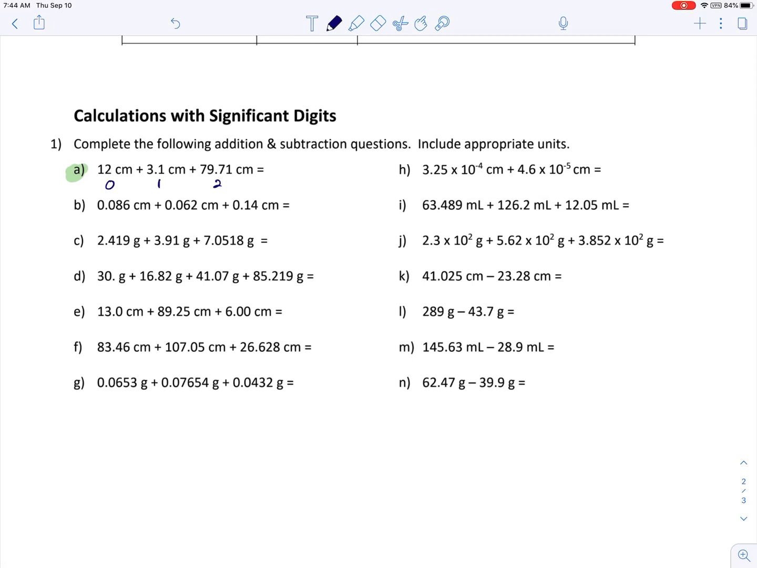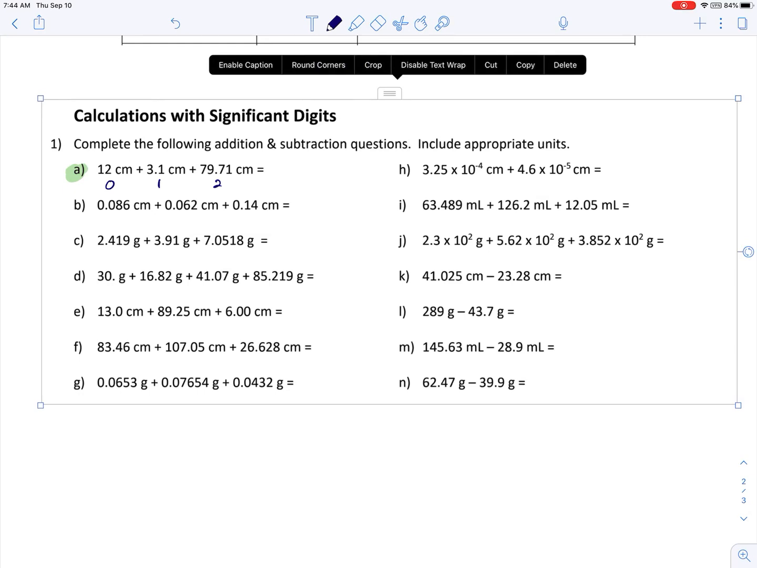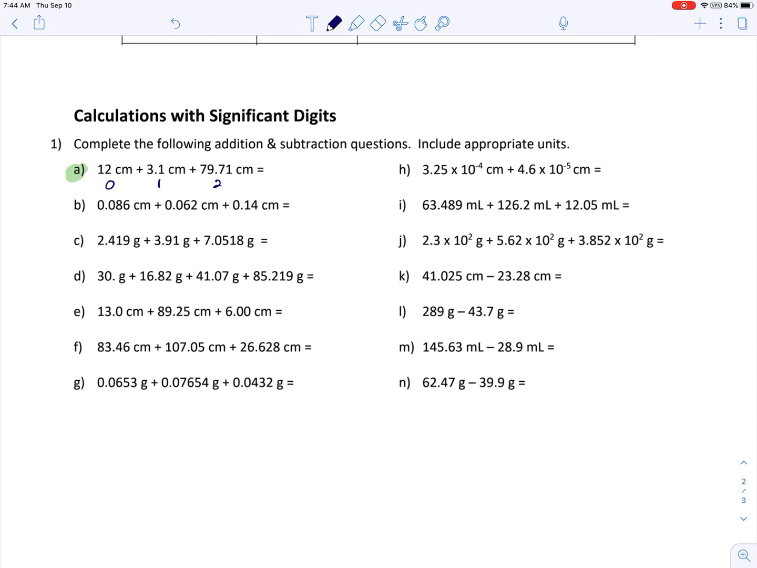The rule for adding or subtracting is to go ahead and do it on your calculator. So I'm going to grab my calculator and go 12 plus 3.1 plus 79.71. My calculator says that the answer is 94.81. But the rule for adding or subtracting is to round off the answer so it has the least number of decimal places that were in the measurements being added. Because 12 had no decimal places, we have to round this off to have no decimal places. So we look at the 94, then there's a 0.8, so we'll have to round that up, and we'll call it 95 centimeters.